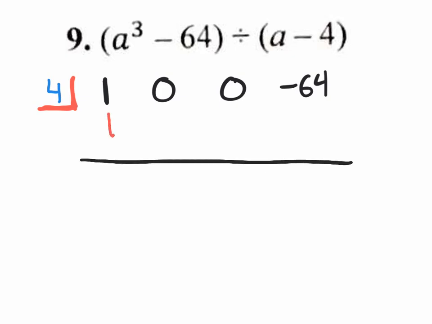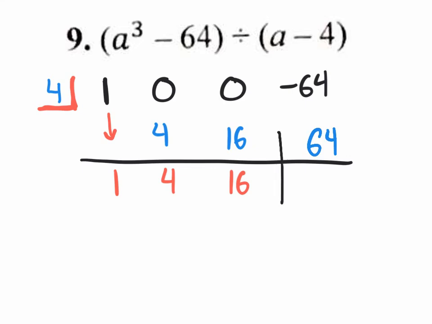As you go down, you combine. 1 plus nothing is 1. As you go up, 4 times 1 is 4. Put that 4 up there. As you go down, you combine. 0 plus 4 is 4. As you go up, 4 times 4 is 16. As you go down, 0 plus 16 is 16. And as you go up, 4 times 16 is 64.